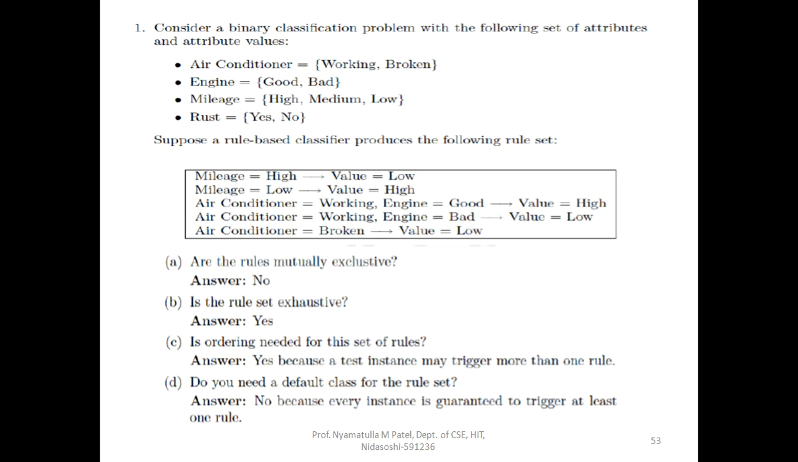Okay. So, here air conditioner is equal to working and air conditioner is equal to working. So, this rule may be triggered by one data set which has the condition of air conditioner working. So, here a bit of reordering is required.